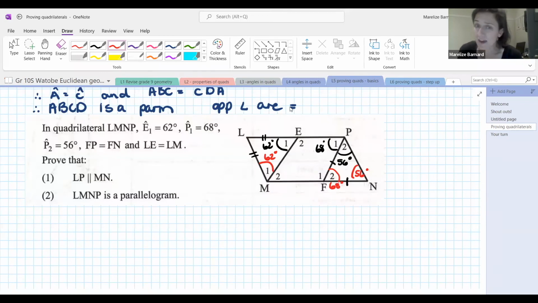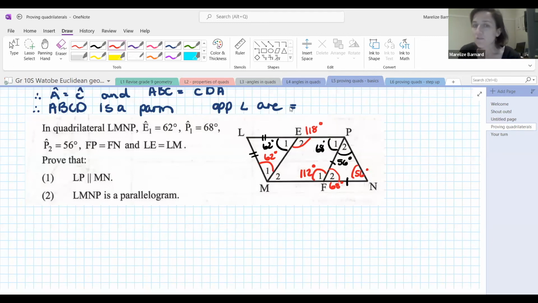Okay, and you can carry on. You can fill in almost all the angles using other geometry. So angles on a straight line here will give you 180 minus 62. So E2 is 118. And what else can we do? We can do F1, angles on a straight line. So 180 minus 68 will give me 112. That's just from angles on a straight line. And I think that's probably enough for now.